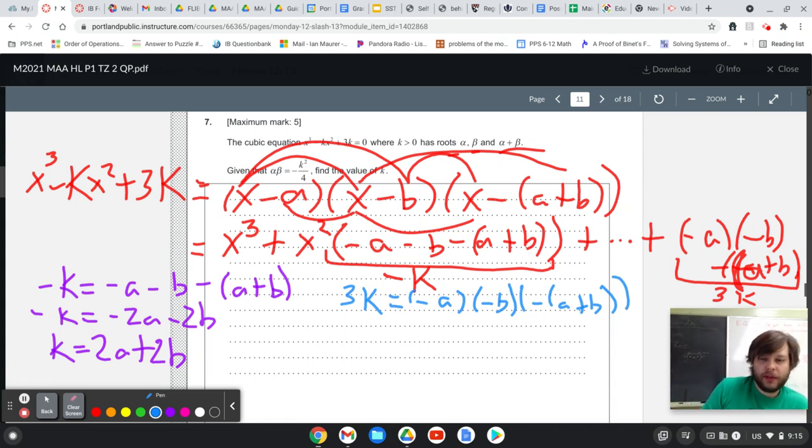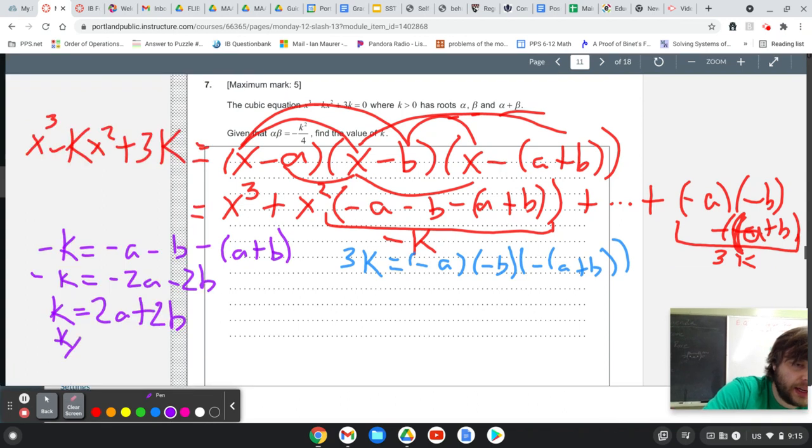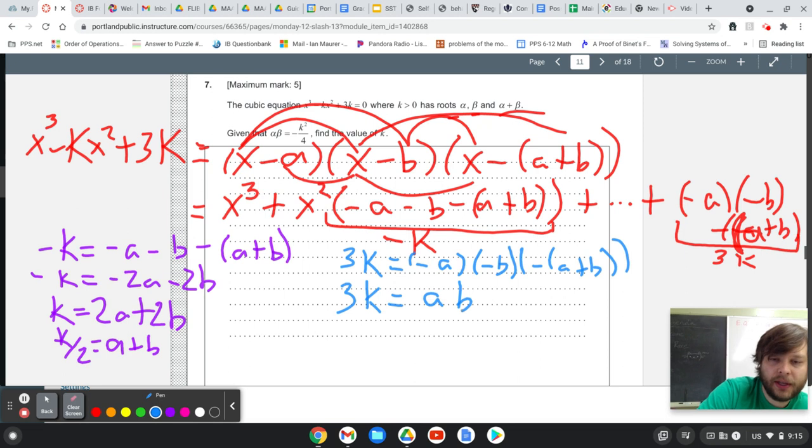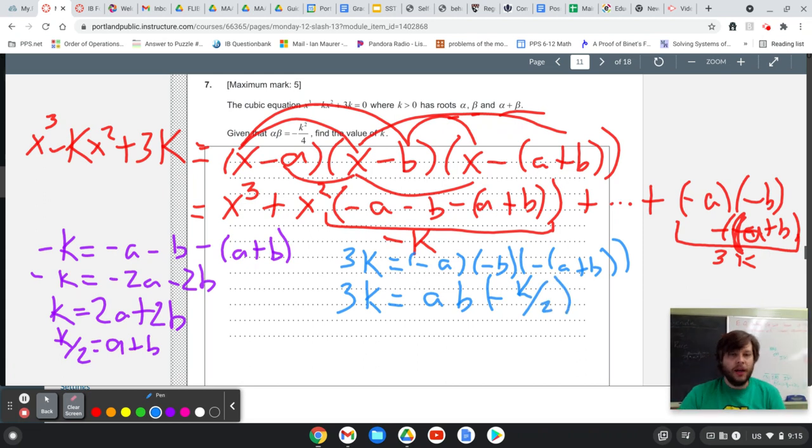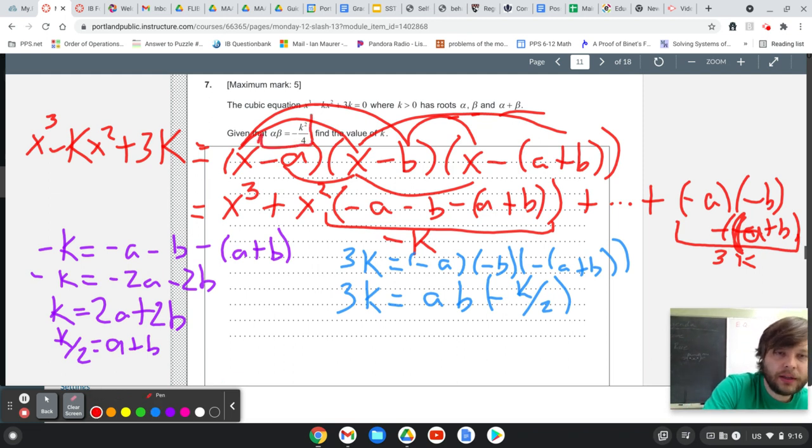Great. One trick I'm going to do here is because I see a plus b, I'm going to go back over to my purple problem and divide everything by 2 to get k divided by 2 equals a plus b. I'm going to substitute that into my blue problem. So I have 3k equals a times b. I'm just going to cancel the two negatives to make a positive, times negative k over 2. That's great. There was one other thing in the original problem that I haven't talked about yet, which is that a times b is negative k squared over 4. Let's put that into our blue equation now.